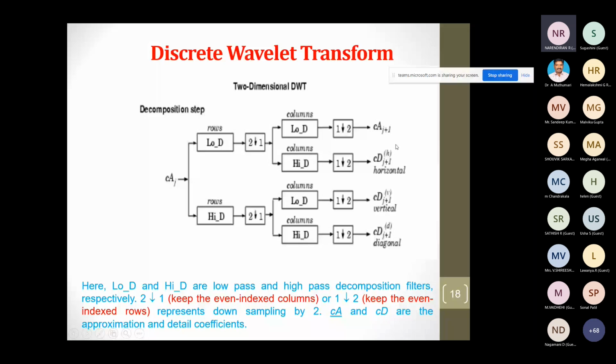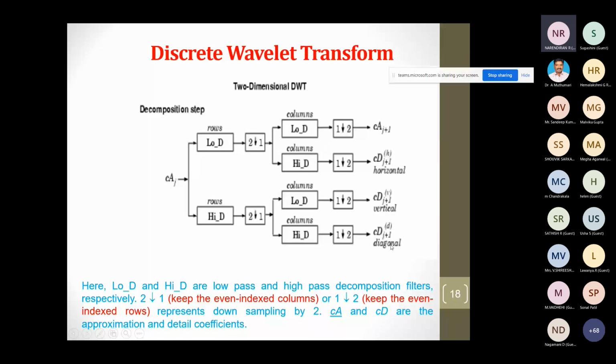Similarly, HL is going to be called the vertical detail, and HH is going to be called the diagonal details, right? There are 3 details available here: horizontal detail, vertical detail, and diagonal detail.